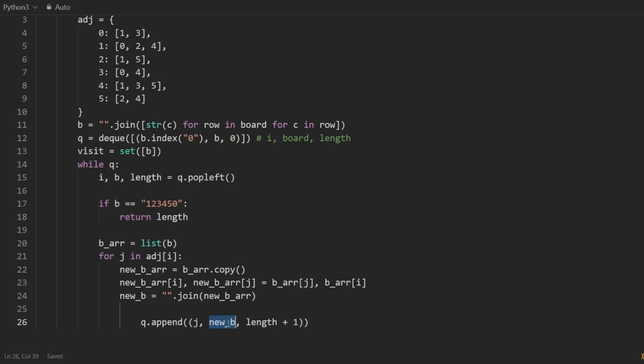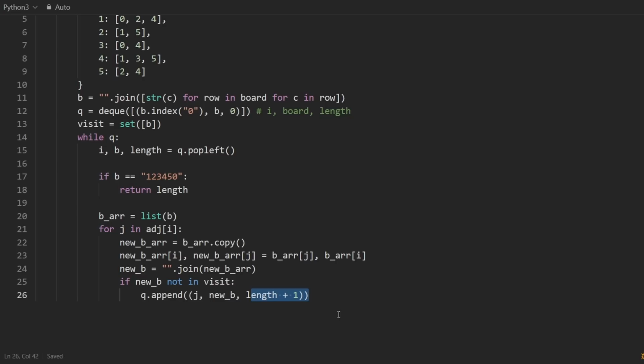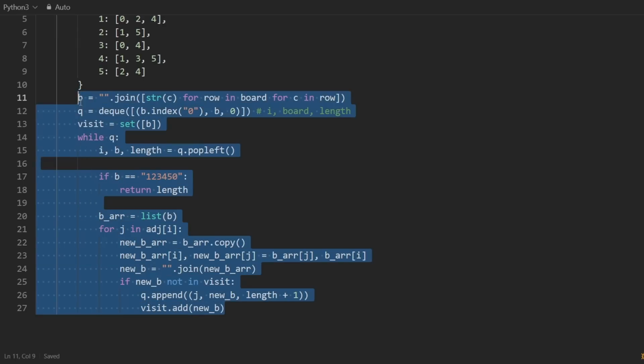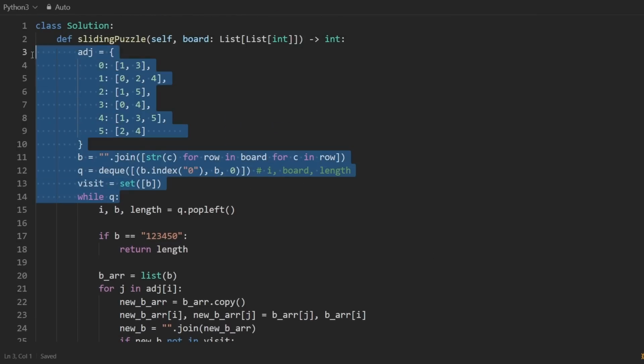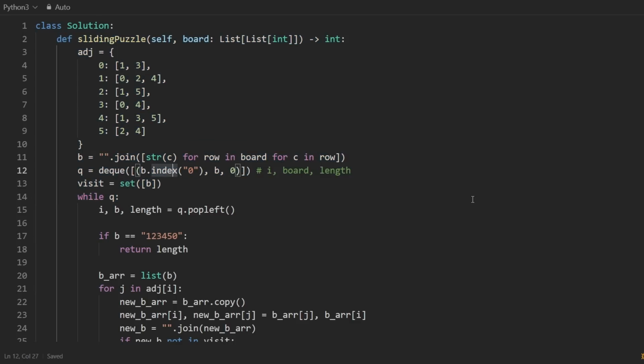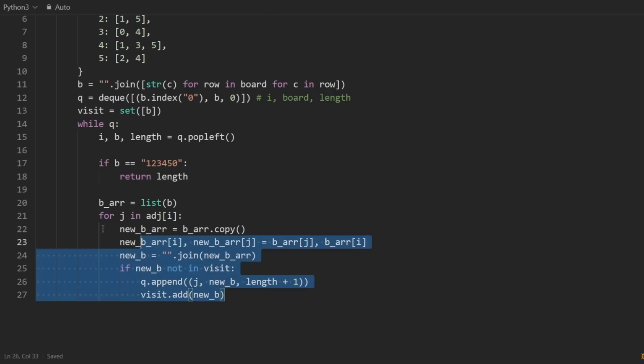But it's possible that this new board has already been visited before. So if it hasn't, that's when we want to do this. If new board not in visit, then add it to the queue and also add it to visit. I'm sure all of this code probably makes sense to you if you're familiar with graphs and BFS. So it wasn't really the hard part of implementing this. I think the hard part was just figuring out how to solve the problem, that it was a BFS problem. I think that first hint was a very good one, but it also kind of pretty much gives the problem away. Anyways, I think that's pretty much it.